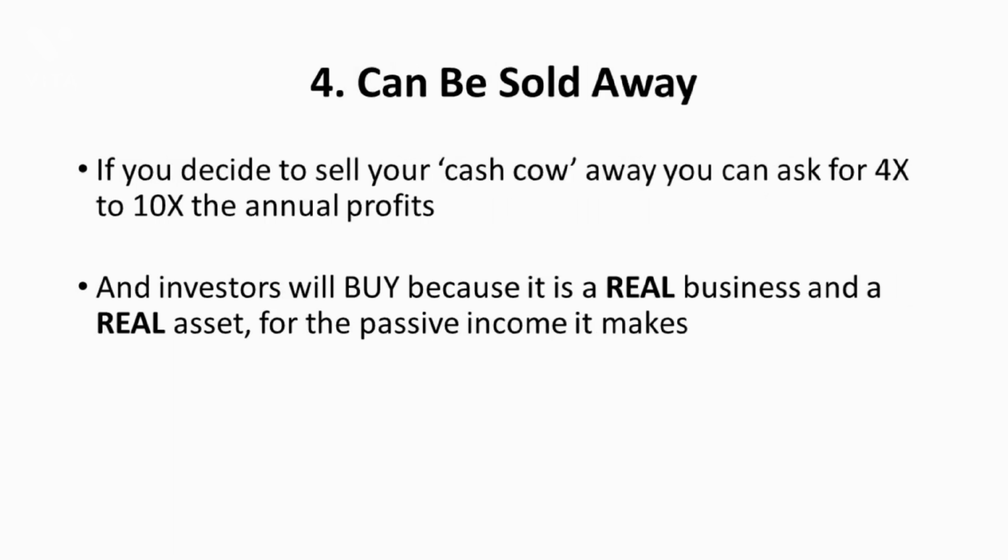Another awesome part of continuity income is that it can be sold away. If you decide to sell your cash cow away, you can ask for 4 times to 10 times the annual profits. Now, you might be asking, how is that possible? Well, I'm telling you, yes, it is possible. Why? Well, it's because this is a real business and a real asset. In addition, for the passive income it makes, investors will buy.